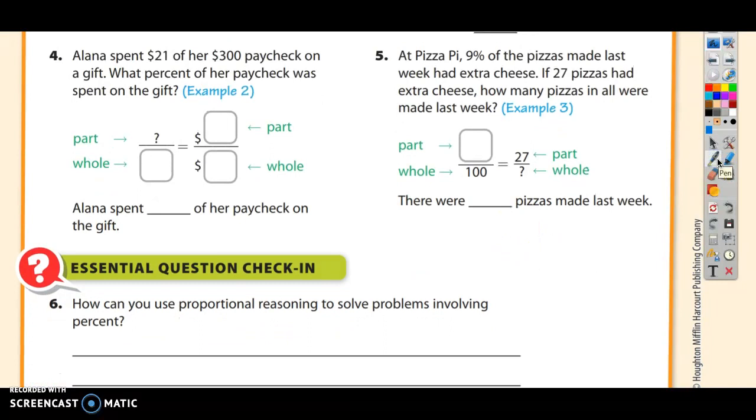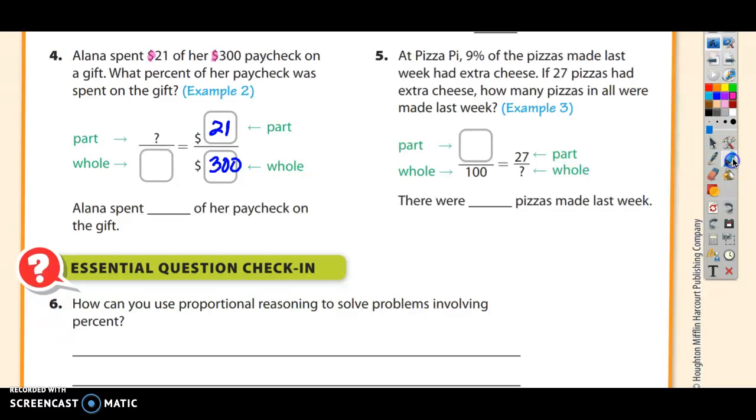Number 4 reads, Alana spent $21 of her $300 paycheck on a gift. What percent of her paycheck was spent on the gift? Notice they're setting it up for you here. Since this is a money problem, they want you to put all the monies on the right. She spent 21, that's part of her check. And what was her whole check? It was 300.